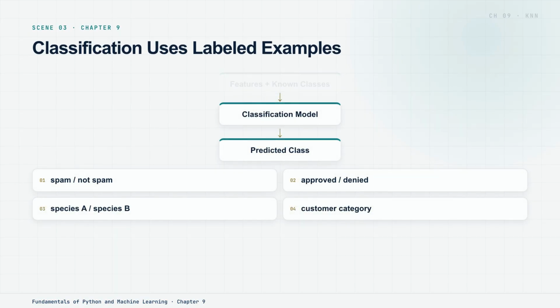KNN is a supervised learning algorithm. The training data contains feature values and known class labels. The model uses those labeled examples to classify new observations. Examples of classification include spam or not spam, approved or denied, one flower species or another, and one customer category or another. KNN can also be adapted for regression, but this chapter focuses on classification. The predicted result is a category rather than a continuous numerical value.